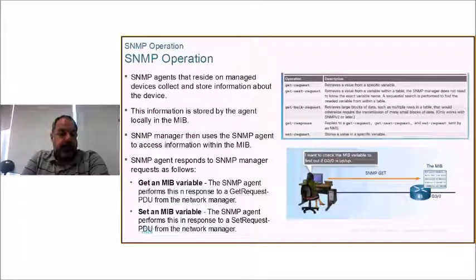So SNMP agents that reside on managed devices collect and store information about the device. This information is stored by an agent in a local MIB. The SNMP manager then uses the SNMP agent to access information within the MIB. And the SNMP agent responds to SNMP manager requests. And so basically you can do a GET, which will just read the statistics for that device. Or there's actually a SET where you can change the configuration of that managed device. And so there's get request, get next request, get bulk, get response, and then set.